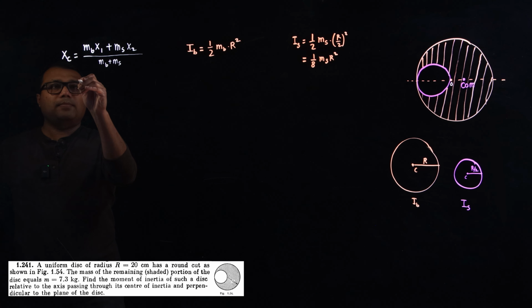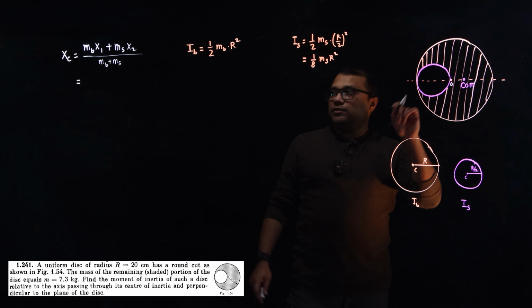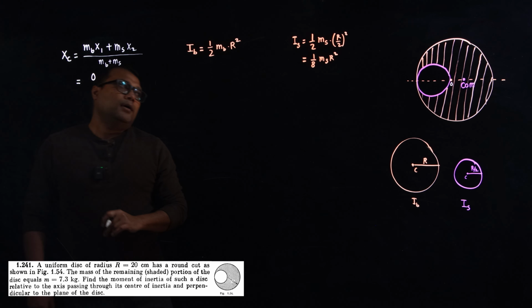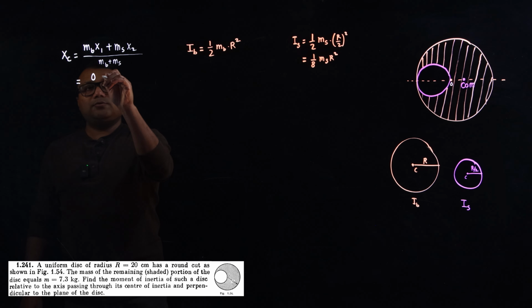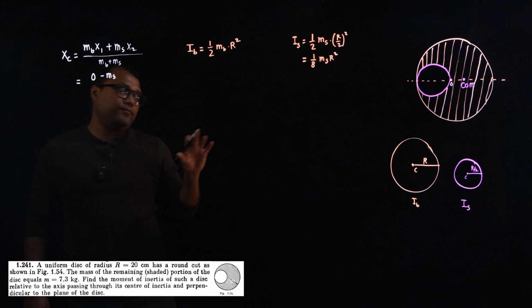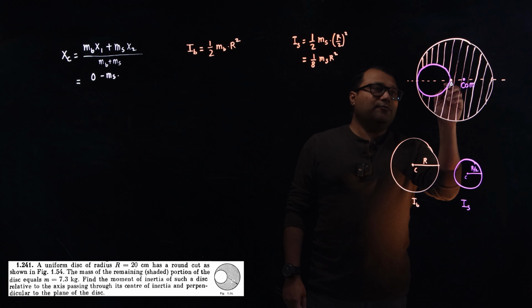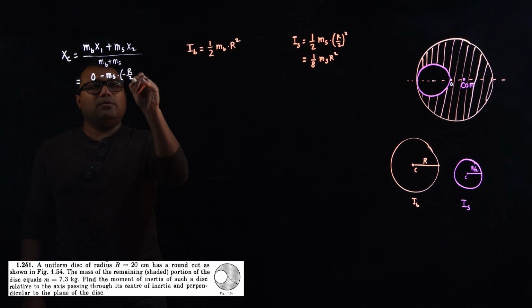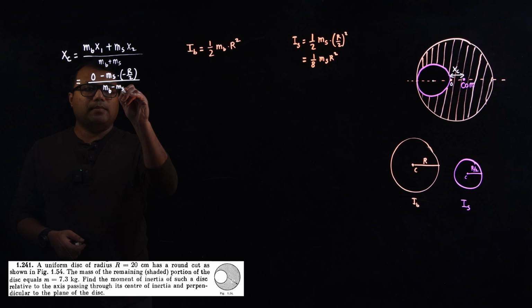Now in our case, mass of big body is whatever, but x1, which is the distance from the reference point of the center of mass, is actually 0. Now mass of the second body, which is the small one, is negative. So I can write minus ms, because we have cut that out, times the distance of the center of mass from O. Now distance of the center of mass is minus r by 2. So we can write minus r by 2 divided by mb minus ms.